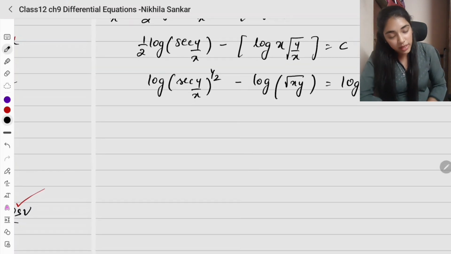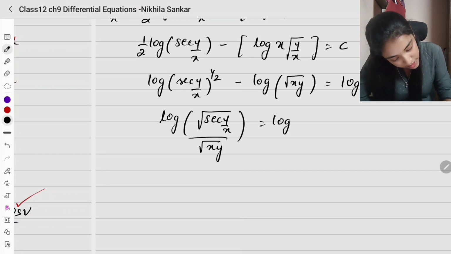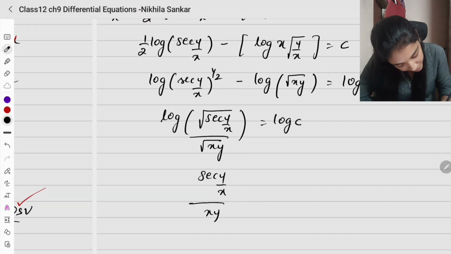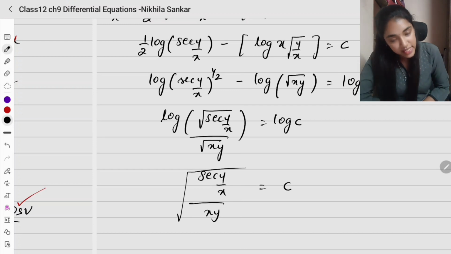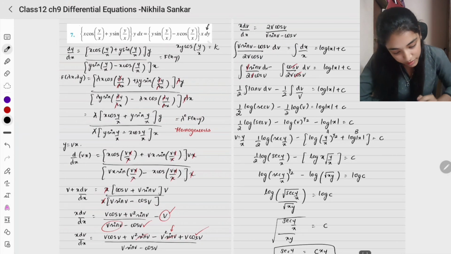Here it is again log a minus log b. So can we write it as log a by b? So log of square root of secant y divided by x divided by square root of xy equals log c. So this is nothing but taking anti-log on both sides. Secant y by x divided by the square root of xy is c. Squaring on both sides, the constant will come. So secant y by x equals c xy. Okay, so this is my final solution. Please copy.